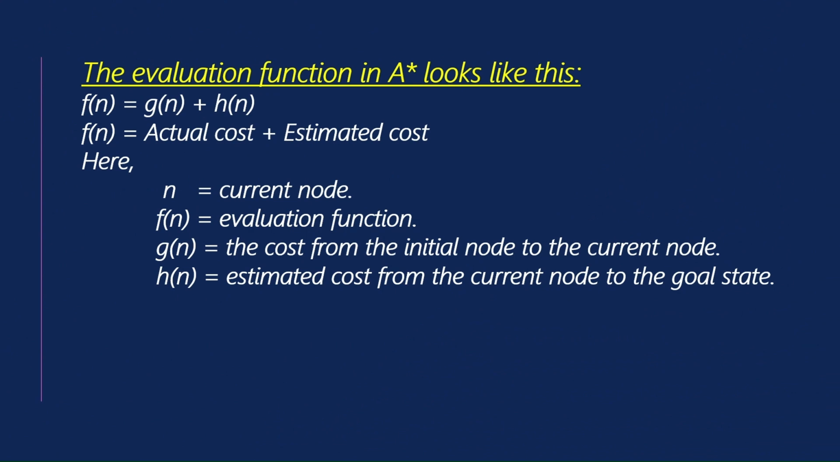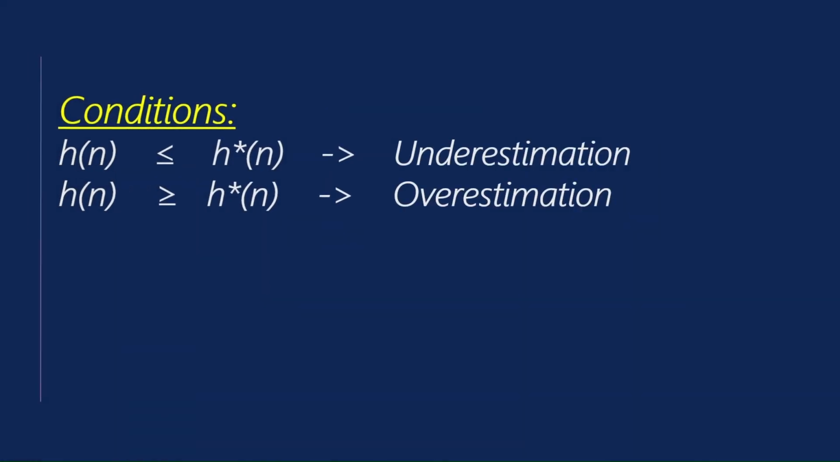So let's see the evaluation function in the A-star algorithm. The evaluation function f of n is the sum of g of n and h of n, where n is the current node, f of n is the evaluation function, g of n is the cost from the initial node to the current node, and h of n is the estimated cost from the current node to the goal state. So let's see some conditions about heuristic functions. When h of n is less than or equal to h star of n, it is called underestimation, and when h of n is greater than or equal to h star of n, it is called overestimation.